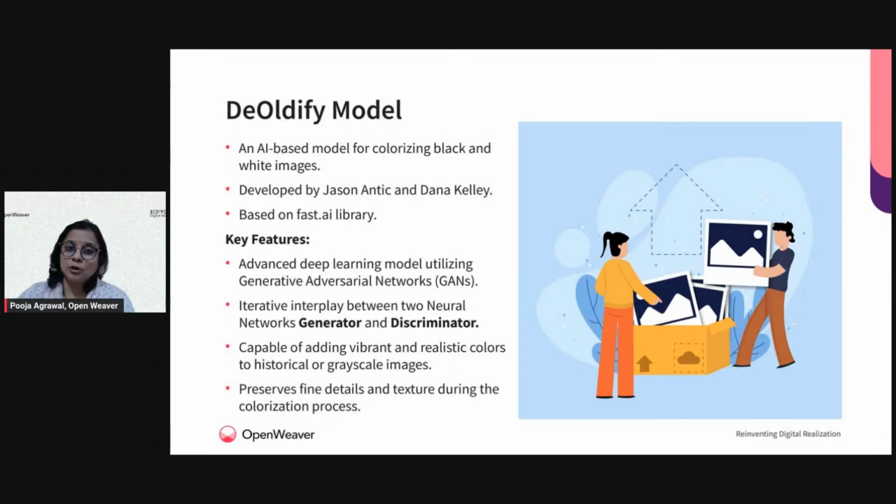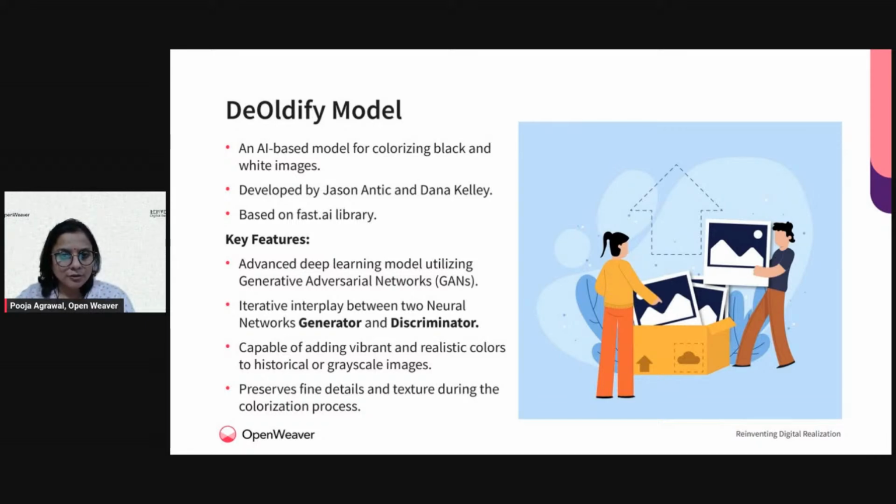Also, this DeOldify model is highly capable of adding vibrant and realistic colors to historical images or grayscale images, all your old images that you may have and would like to colorize. You could do that. And it also preserves the fine details, the texture, the sharpness, all of which help you enhance, or let's say process, your images in a better manner.